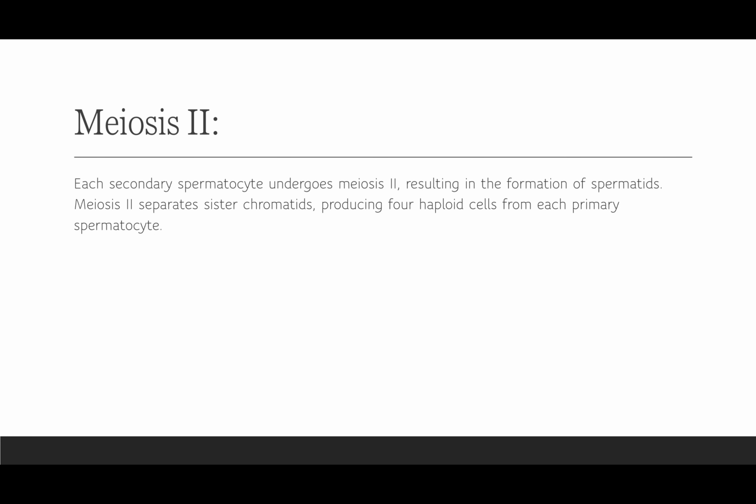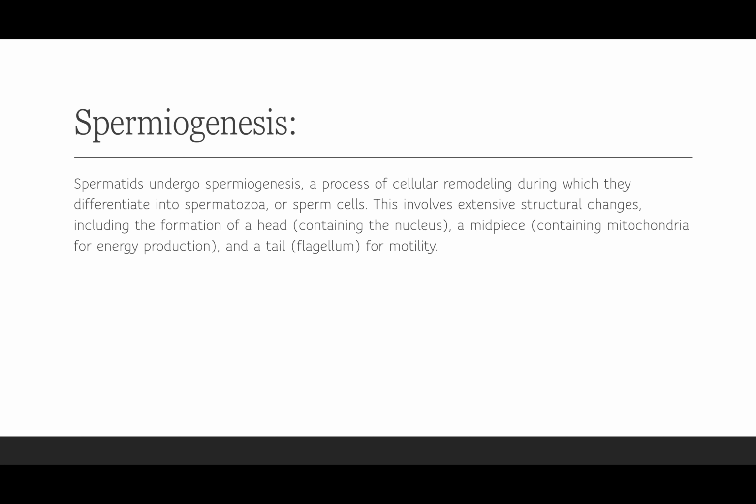Meiosis 2 separates chromatids, producing 4 haploid cells from each primary spermatocyte, right? Then we have spermiogenesis. Spermatids undergo spermiogenesis, a process of cellular remodeling during which they differentiate into spermatozoa, right? So spermatids become spermatozoa through spermiogenesis. Some textbooks will say that this is called specialization, but it's the same thing, but the scientific word for it is spermiogenesis, right?